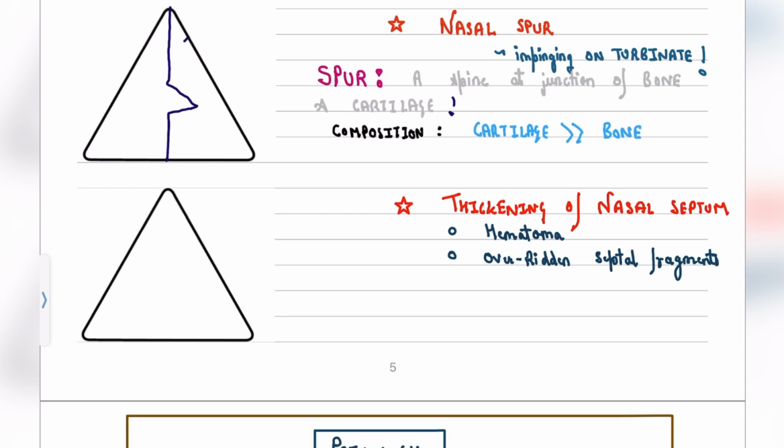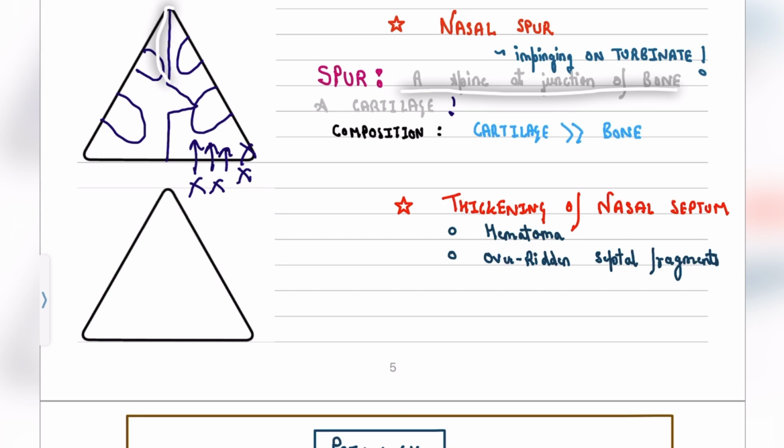Now this spine impinges on the turbinates, completely blocking the airway. Airway is completely blocked, and of course there is compensatory hypertrophy. So what is this type of DNS? It's a nasal spur which is impinging on the turbinates. Again, let me tell you the definition of spur. It's a spine at the junction of bone and the cartilage. This right is the spine which is impinging on the turbinate. So the definition is always asked about the spur.